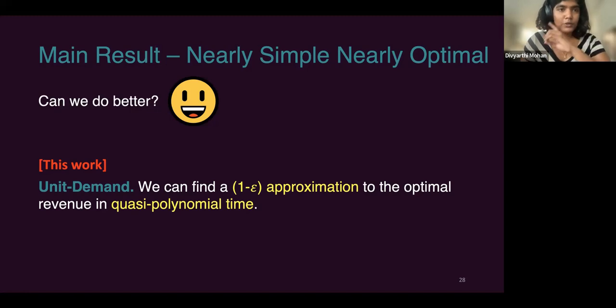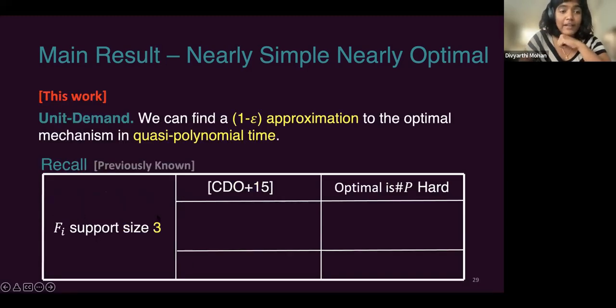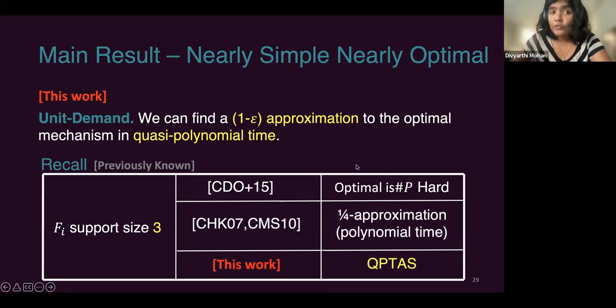So again, just to recall quickly, even when the support size is just 3 for each of the marginals, Shen et al. showed that finding the optimal mechanism is computationally hard. And Chawla et al. showed that you can find a 1/4 approximation in polynomial time. And we extend this to say that we can get a 1 minus epsilon approximation, but in quasi-polynomial time, we get a QPTAS.